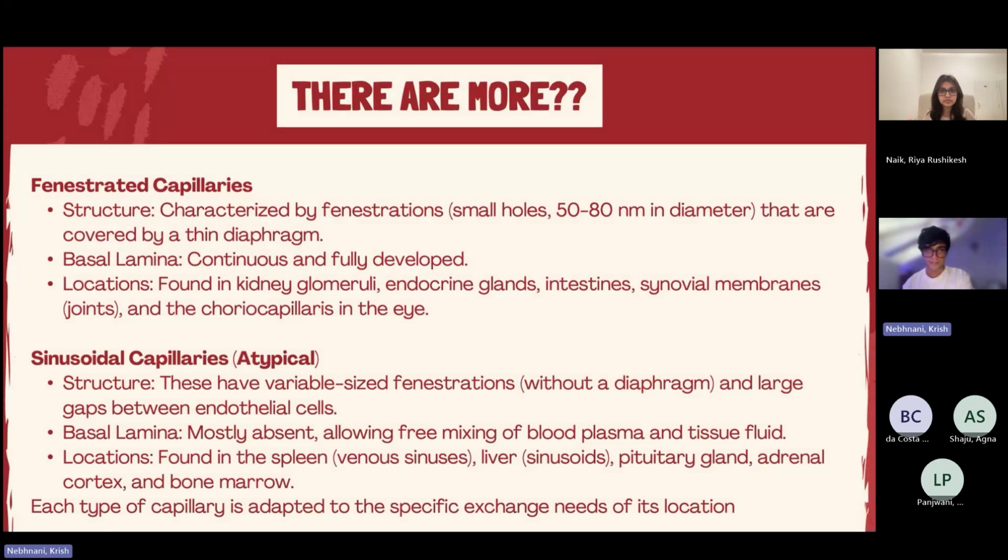And again, the summary of everything: the fenestrated capillaries have fenestrations, and the basal lamina is continuous. They are found in kidney glomeruli, endocrine glands, intestines. Sinusoidal capillaries have large gaps between endothelial cells. The basal lamina is absent, which allows free mixing of blood plasma and tissue fluids. This is why they're present in the spleen, bone marrow, and liver.